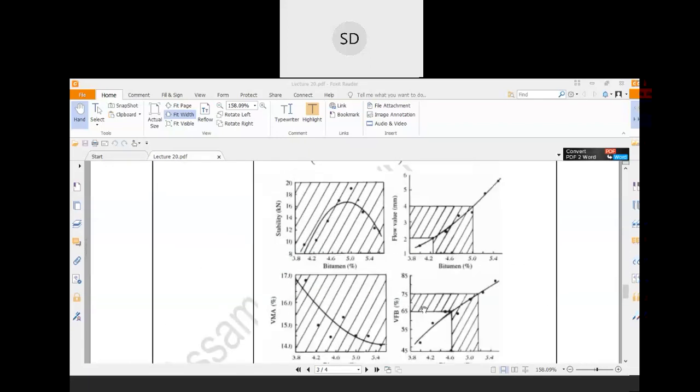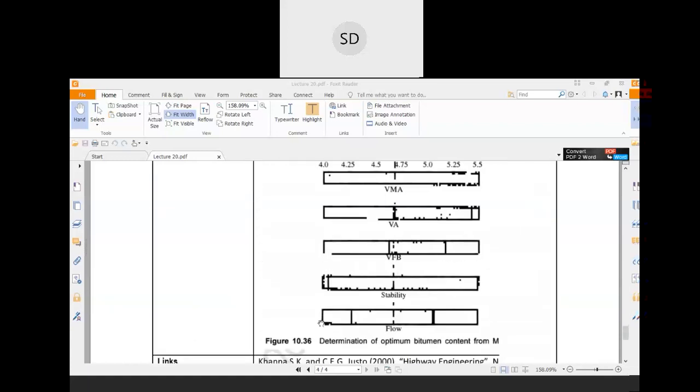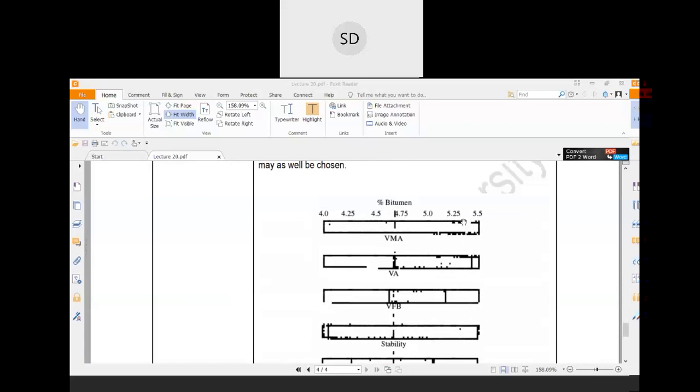So at 4%, you will get a VMA value more than 16% or close to 17%. Then as your bitumen content increases, VMA will also decrease. So at 4.5%, you will get a VMA value like 15%, which is greater than the value which you have to consider. Okay, so that is the VMA value.